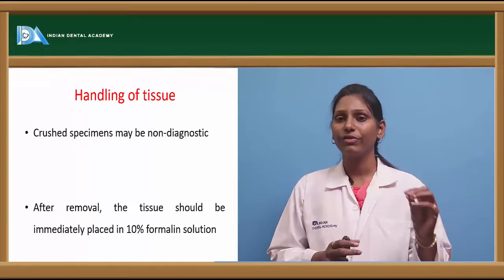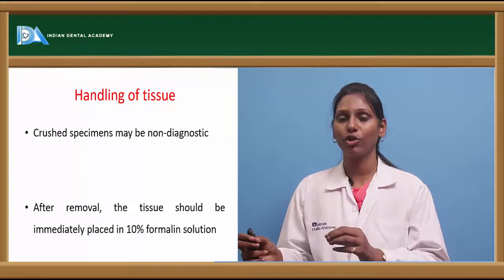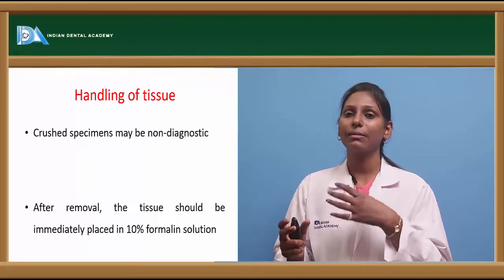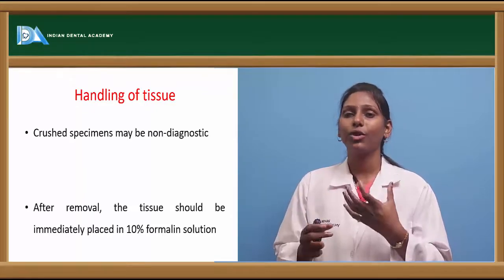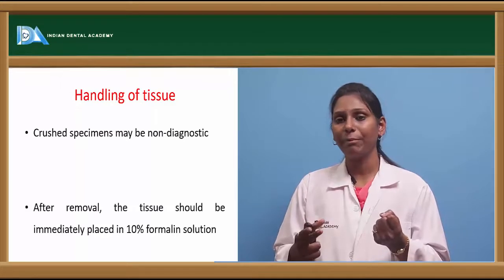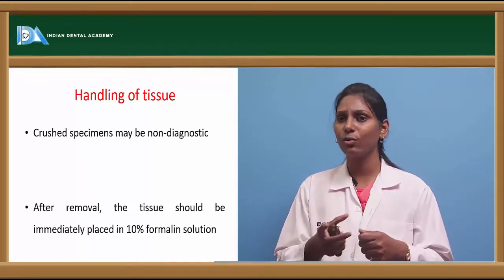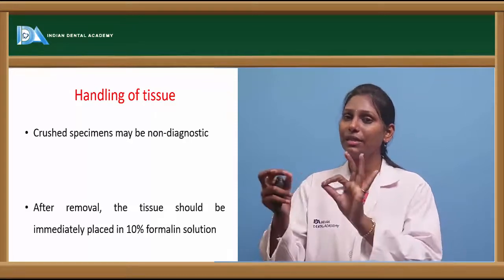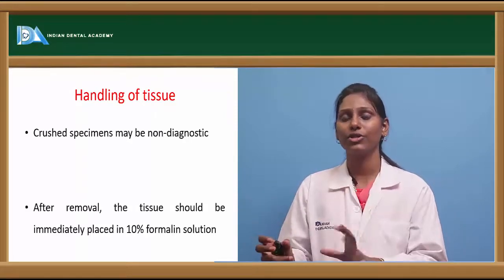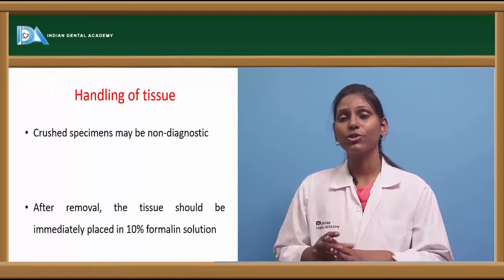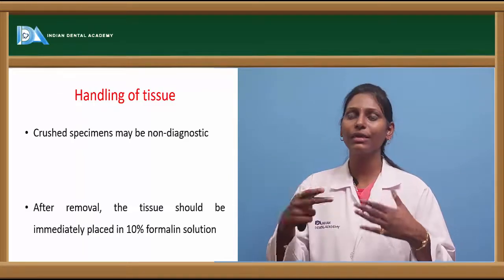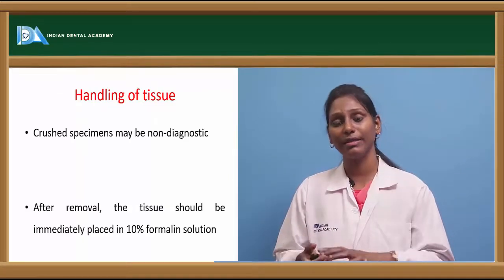And after removal of the tissue, do not place it in the external environment, because this can desiccate and make the specimen dried up, and the proper histopathological diagnosis cannot be obtained. So as soon as we take a tissue, irrigate it nicely with copious saline irrigation, and then immediately put it in a 10% formalin solution. And this 10% formalin solution should be at least 10 times more than the amount of specimen that we have taken.